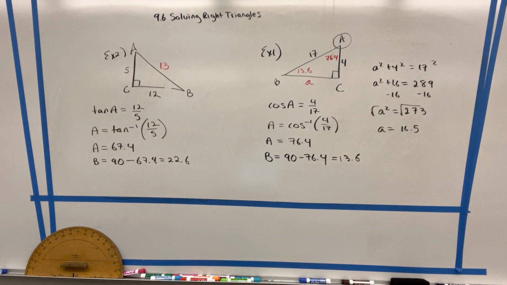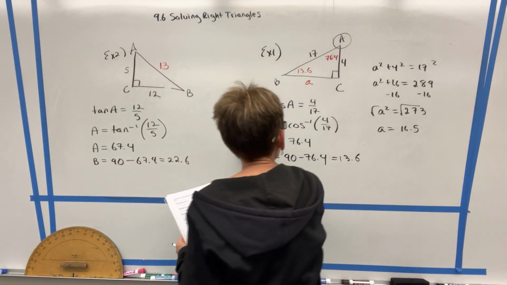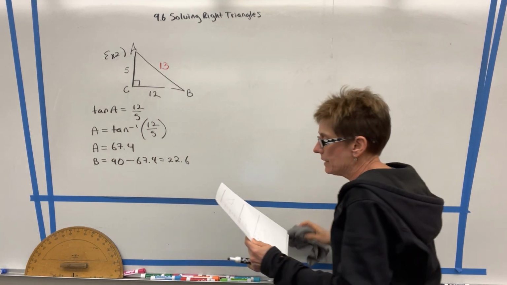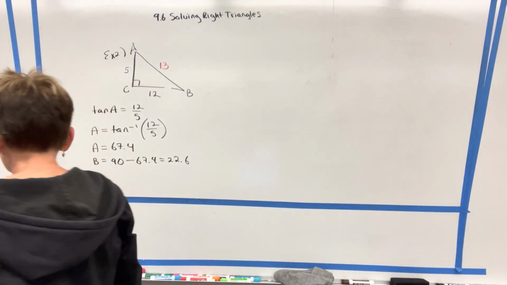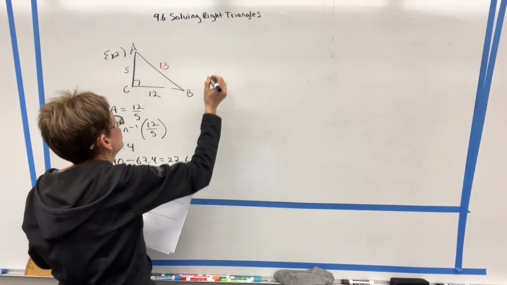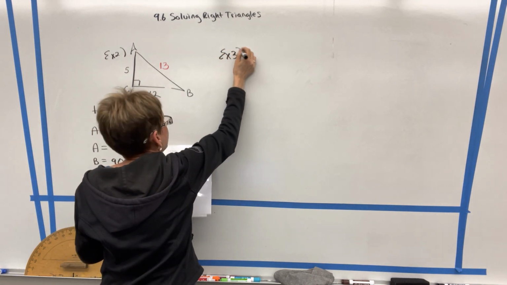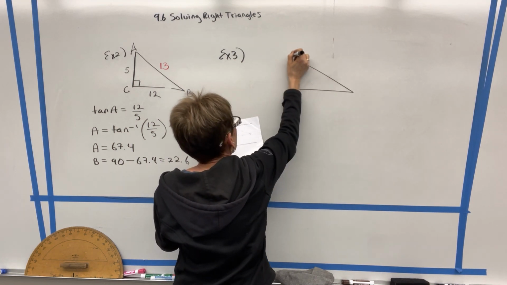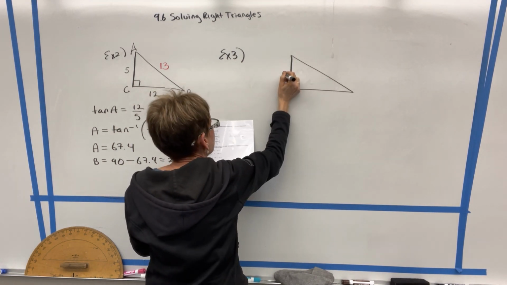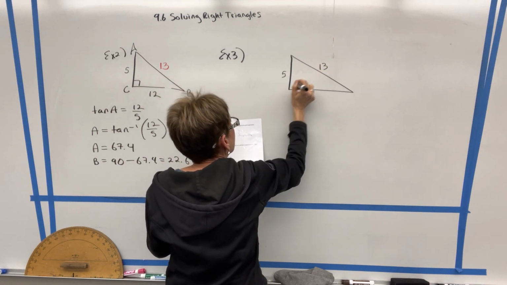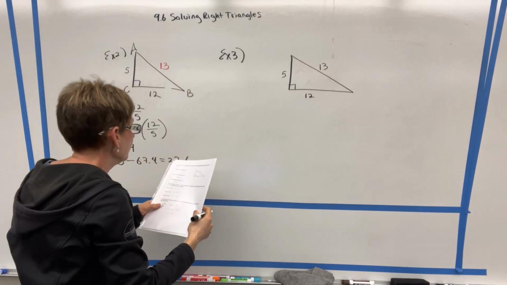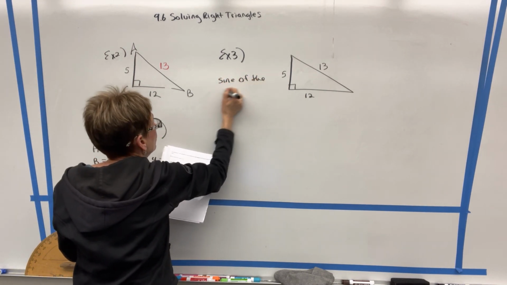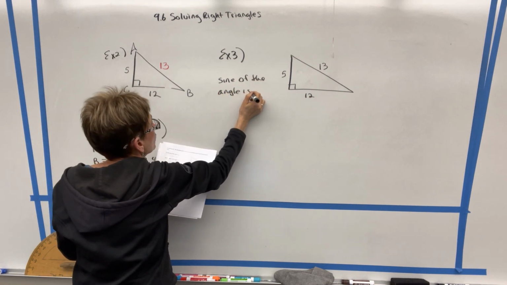Okay, let's go ahead and do example number 3. So in this example, what we're being asked to do is to find which of the two acute angles has the given trigonometric ratio. So let's go ahead and write example 3 here. And then let's go ahead and use a 5, 12, 13 again. And the question is saying the sine of the angle is 12 over 13.